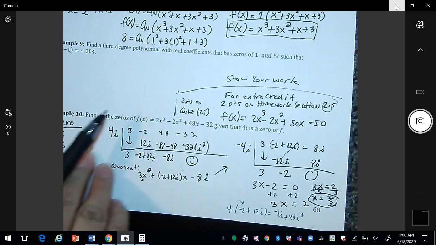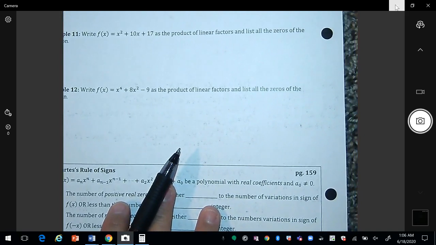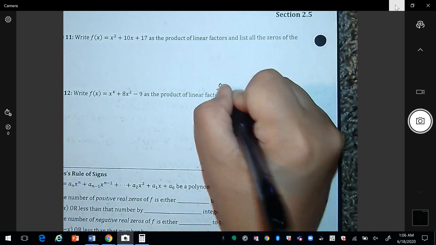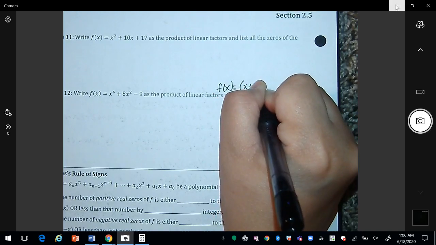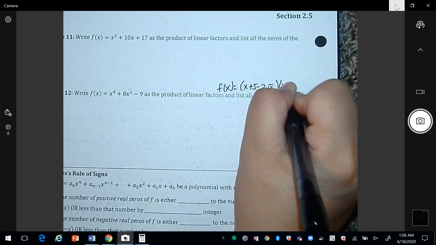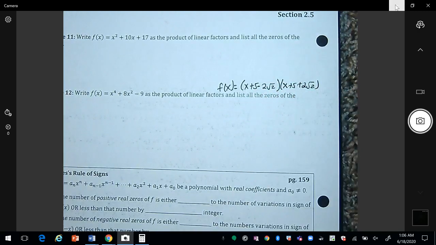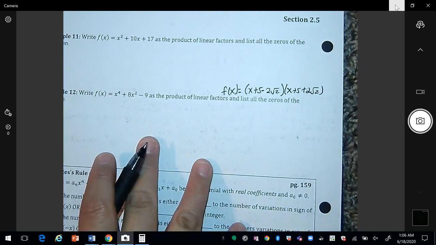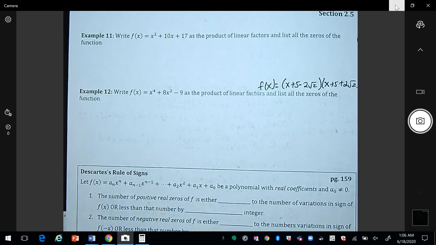Okay, so let's go to the next one. I'm going to go ahead and work out example 12. The answer for example 11 is x plus 5 minus 2 square root of 2 and x plus 5 plus 2 square root of 2. So you can try that, and then if you have questions, let me know. But example 12 is similar to example 11.